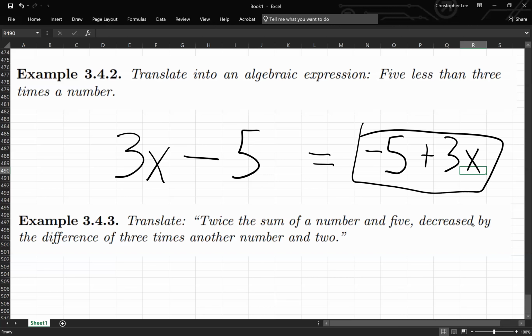Just do it piece by piece. Twice the sum, so we know that there's going to be twice the sum. It's exactly what you think it is.